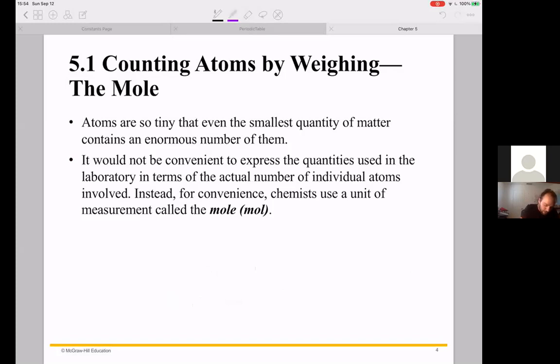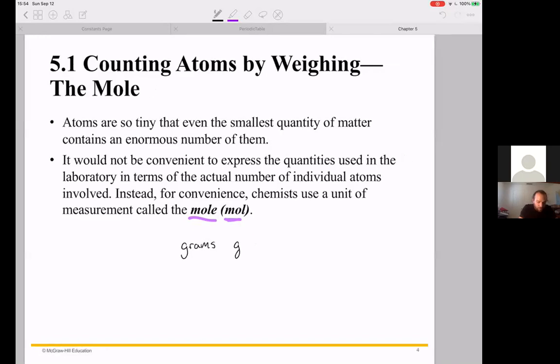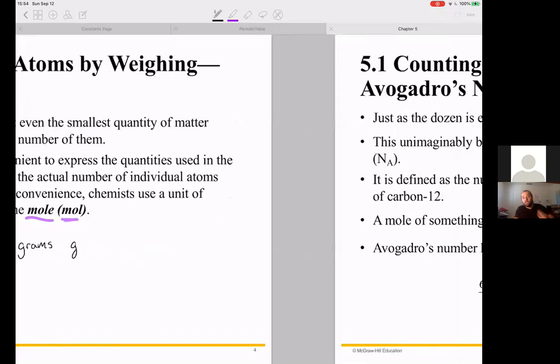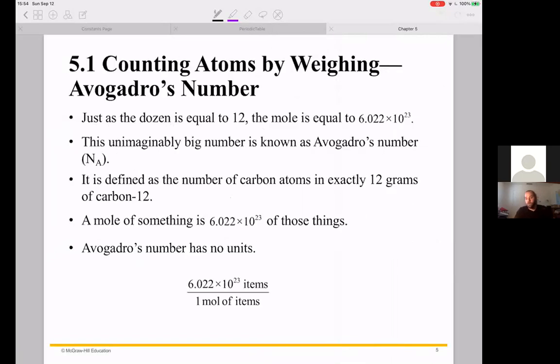Mole is spelled just like the animal, but we abbreviate it M-O-L, kind of like how we have grams and we abbreviate it with g. So what is a mole? Well, just like if I said that I had a dozen eggs or a dozen cookies, or even in a weirder context, like I have a dozen friends, you would know that that meant 12 of whatever it was I was talking about, 12 eggs, 12 cookies, 12 friends, because that's what a dozen means, right?